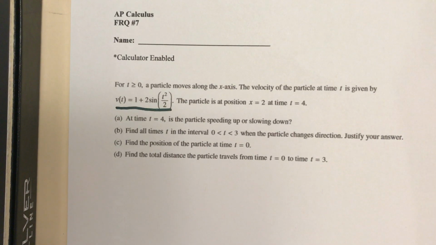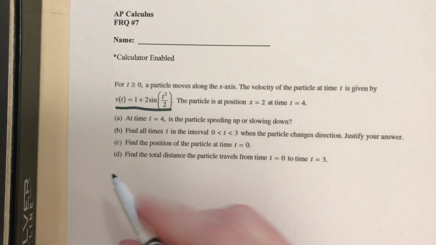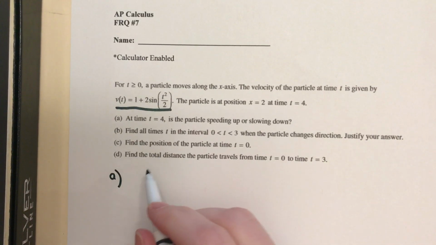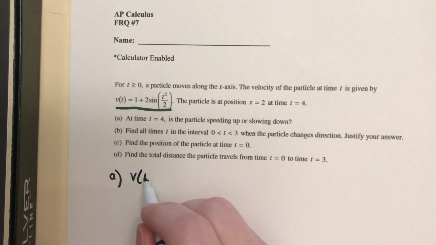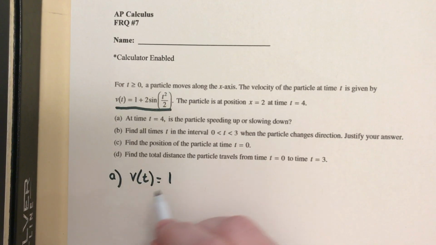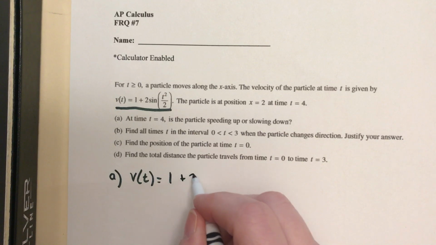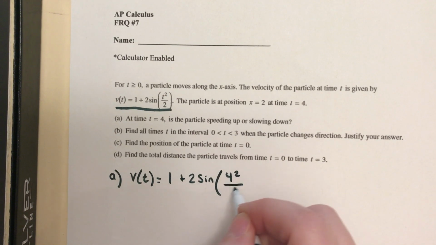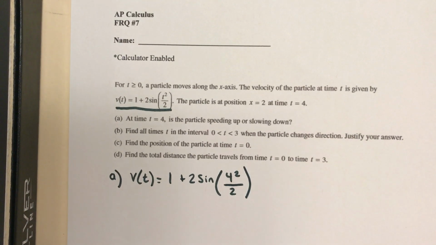So to start out, if we want to know if a particle is speeding up or slowing down, I want to know what the velocity and the acceleration are doing. So first thing I'm going to do is find the velocity at that point. So I'm going to find v of t. I'm going to plug 4 in for t and solve. So I'm going to use my calculator and plug that in.